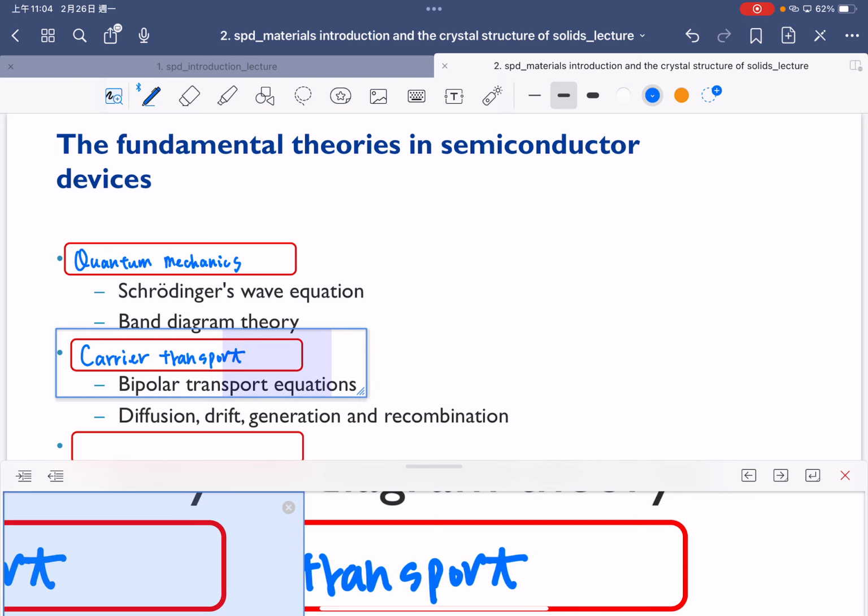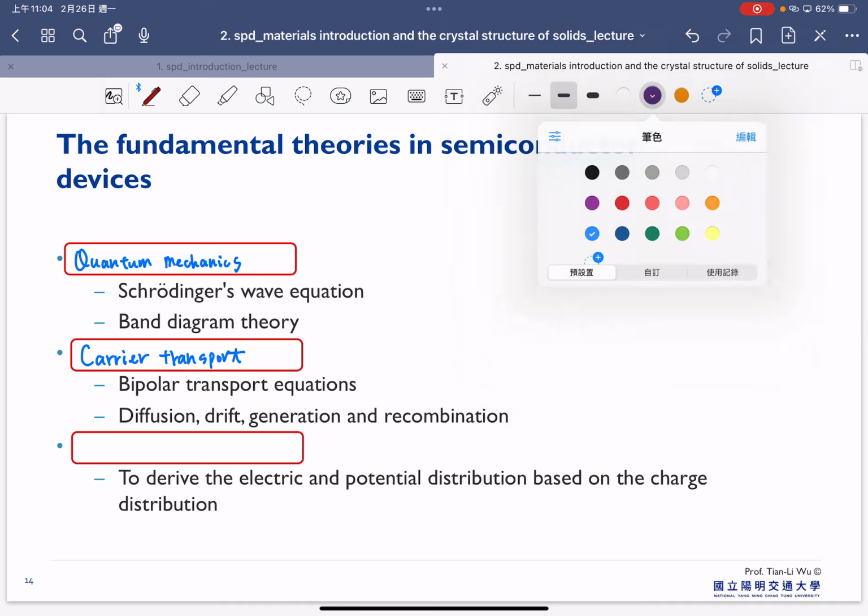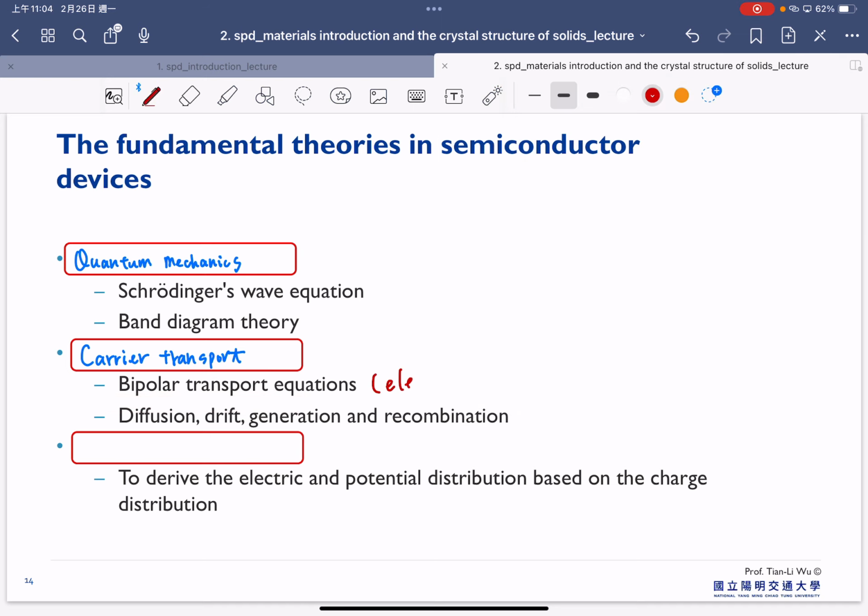Carrier transport. So in here we will discuss the bipolar transport equation that's related to the electrons and holes, and also related to the diffusion, drift, generation, and recombination. And the third one is Poisson's equation.